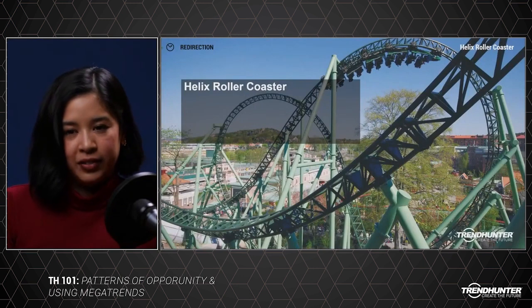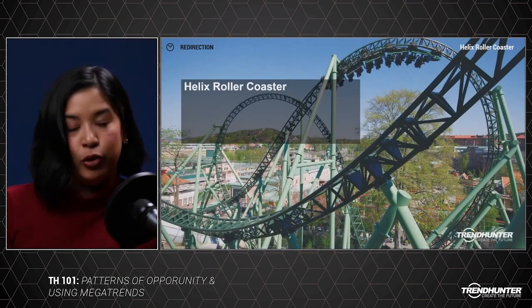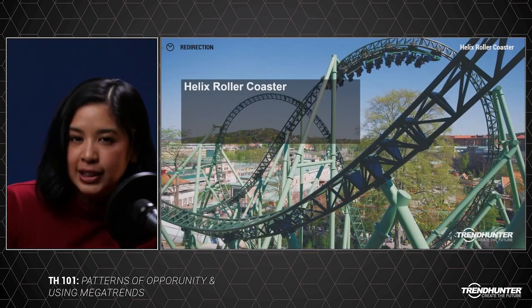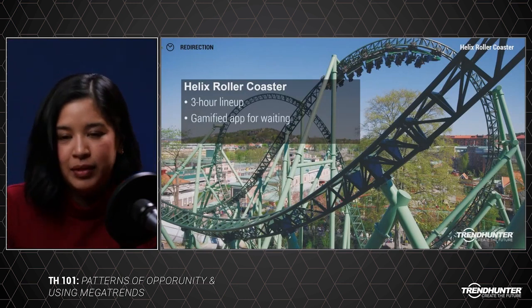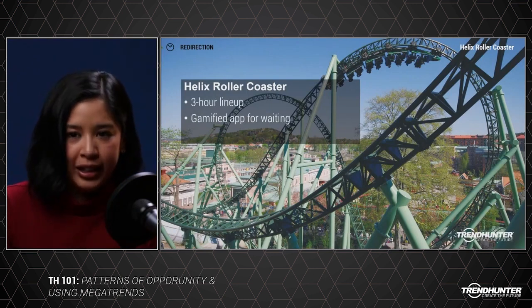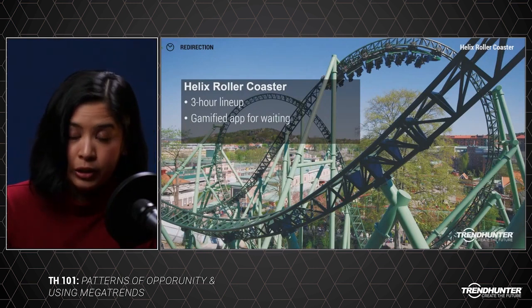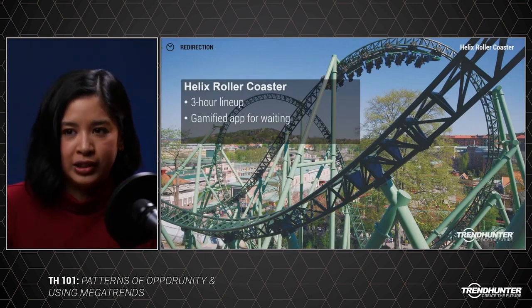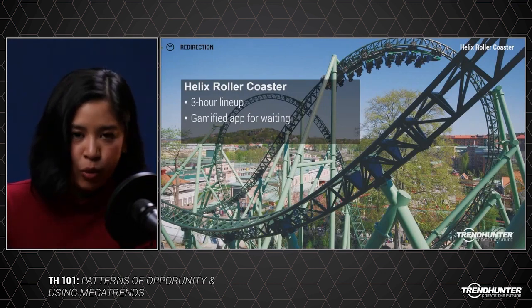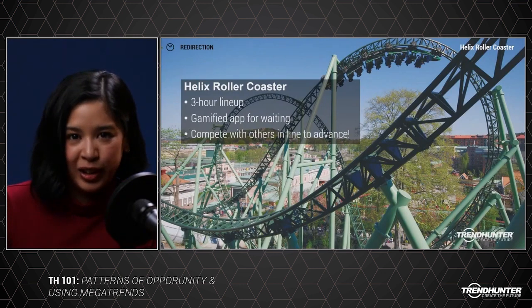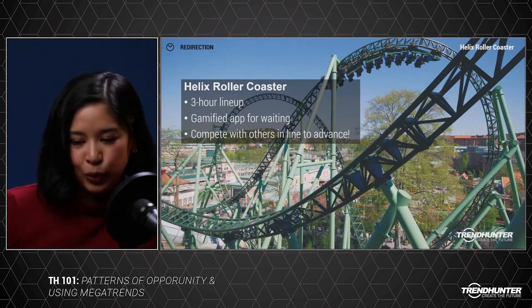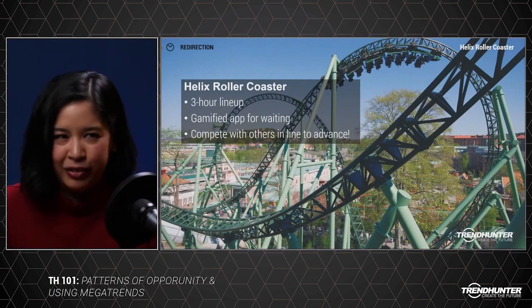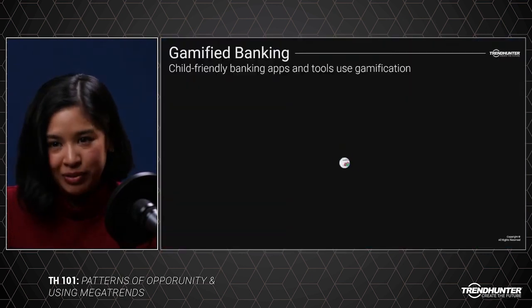A really great example of this is the Helix roller coaster. Now, ironically, the Helix roller coaster is one of the fastest roller coasters in the world with one of the slowest moving lineups. What they decided to do was create a gamified app for those who are waiting in line, since the lineup averaged 3 hours. But that app was not just for distracting them with a video game while they were waiting. It actually gave them the tangible incentive of being able to compete with other people in line to advance the lineup entirely, so creating a kind of real-time competition.